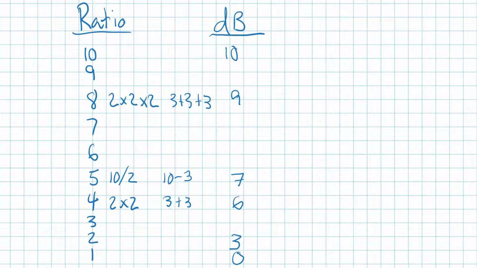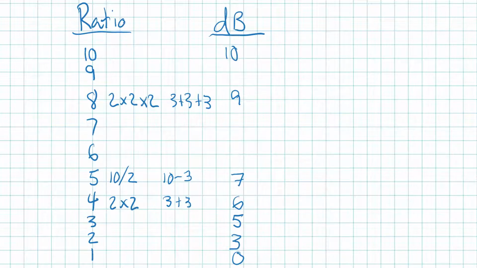Now, another value that you might want to memorize is a ratio of 3. And that works out to a very coarse approximation to be 5 dB. And we get there from taking 2 to the 5th, which is 32. So 2 times 2 times 2 times 2 times 2 is 32. And if you divide by 10, you get 3.2. So that's instead of 3.